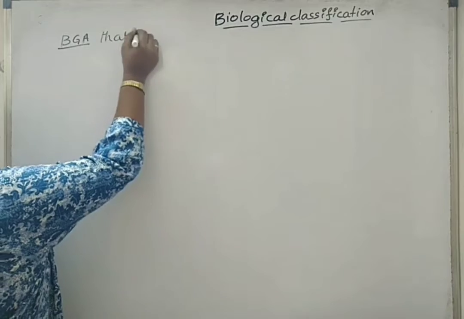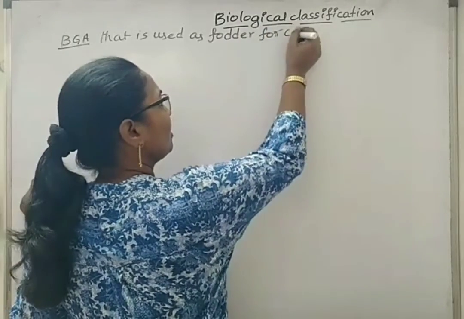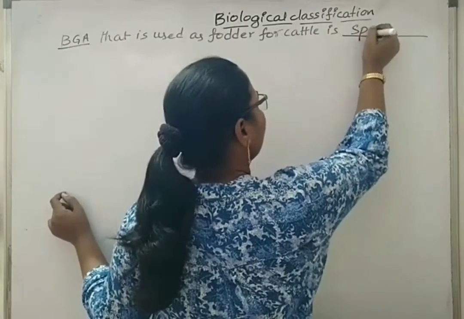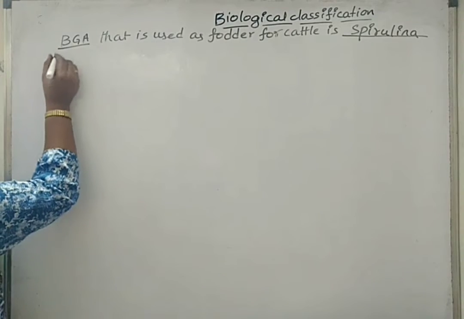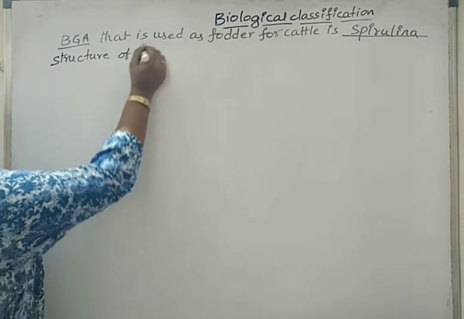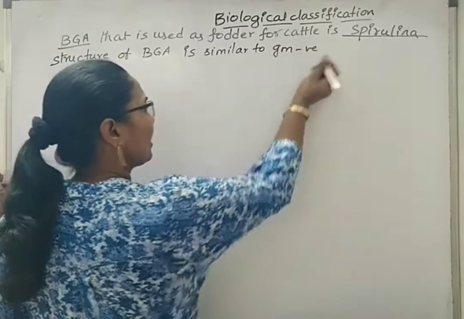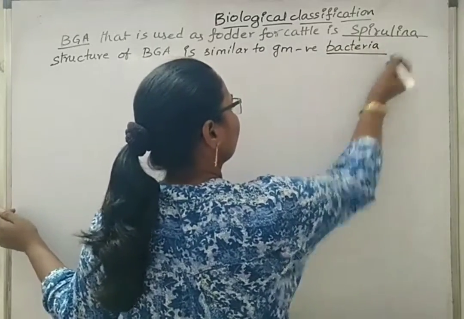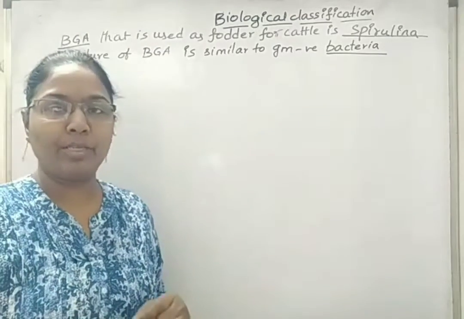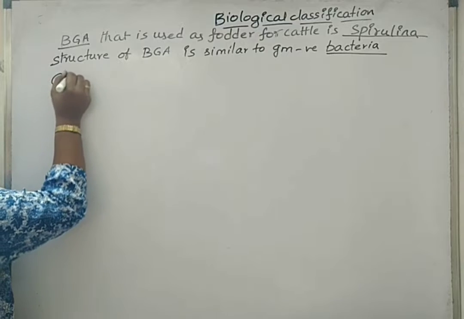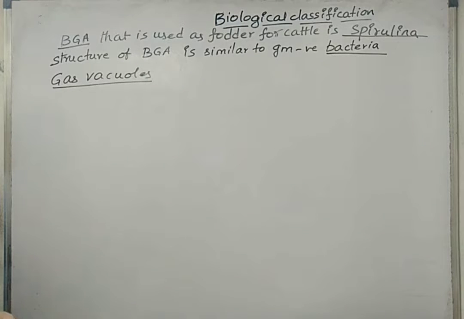The blue-green algae that is used as fodder for cattle is Spirulina. Fodder means food for cattle. The structure of blue-green algae or cyanobacteria is similar to gram-negative bacteria. Next, when blue-green algae is present in water, how is it able to move? There are structures called gas vacuoles. Gas vacuoles provide buoyancy to blue-green algae in water.